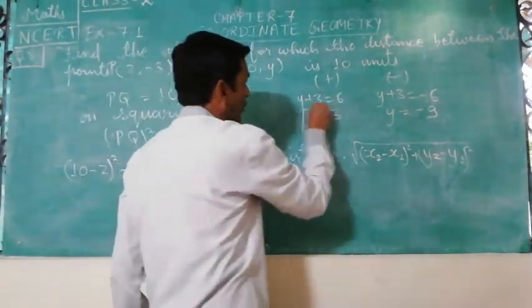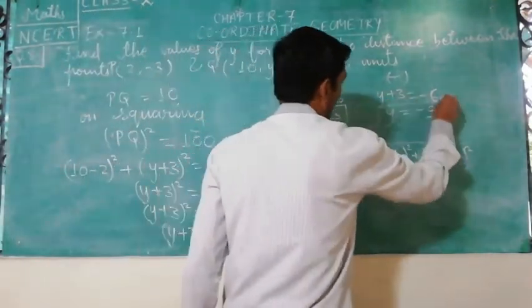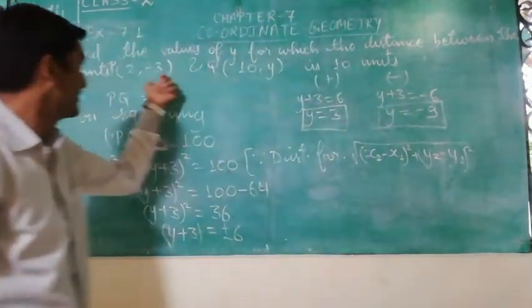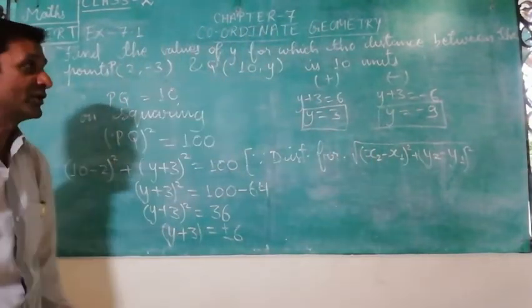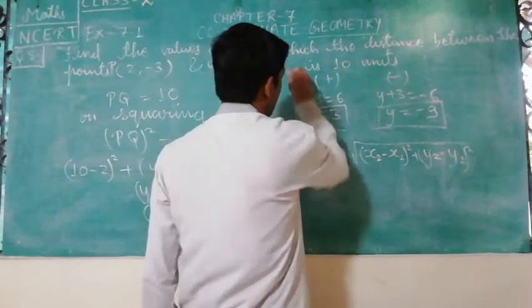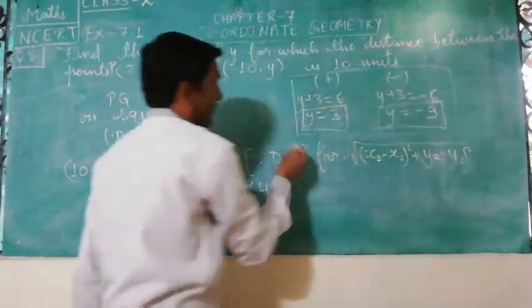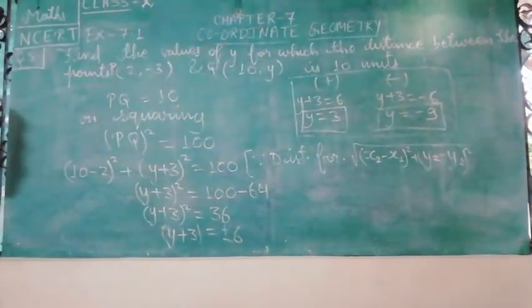So there are two values of y possible for which the distance between these 2 points will be 10 units. So this is the final answer. This is the conclusion for our question number 8.